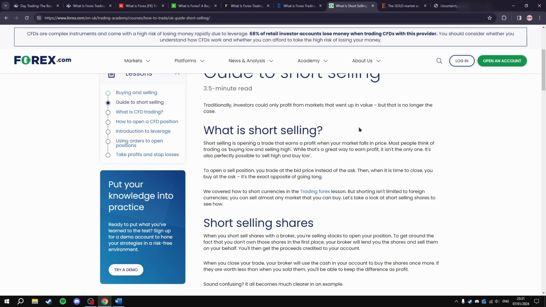To open a sell position, you trade at the bid price instead of the ask price. So bid price is the sell price, isn't it? Because ask is on the right hand side, and right hand side is buy price. Bid price is the sell price.